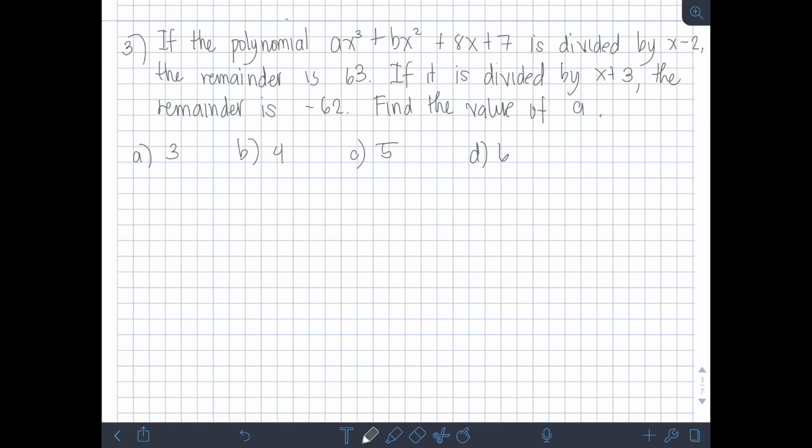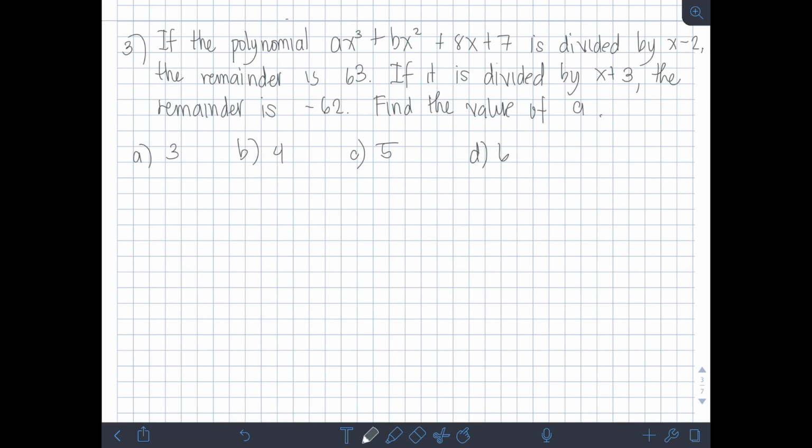Next, if the polynomial ax cubed plus bx squared plus 8x plus 7 is divided by x minus 2, the remainder is 63. If it is divided by x plus 3, the remainder is negative 62. Find the value of a.